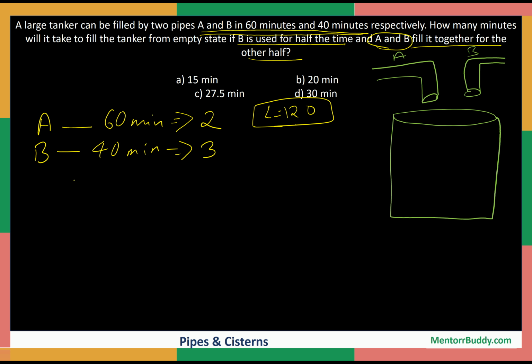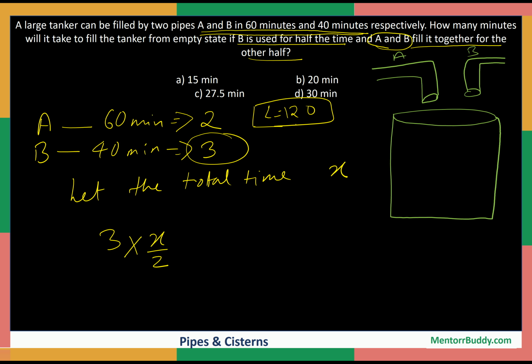Okay, so let the total time taken be x, right? So half the time B has worked, so for x by 2, who has worked? B. So pipe B's efficiency is 3. So how much work is done by B? That is 3 multiplied by x by 2.